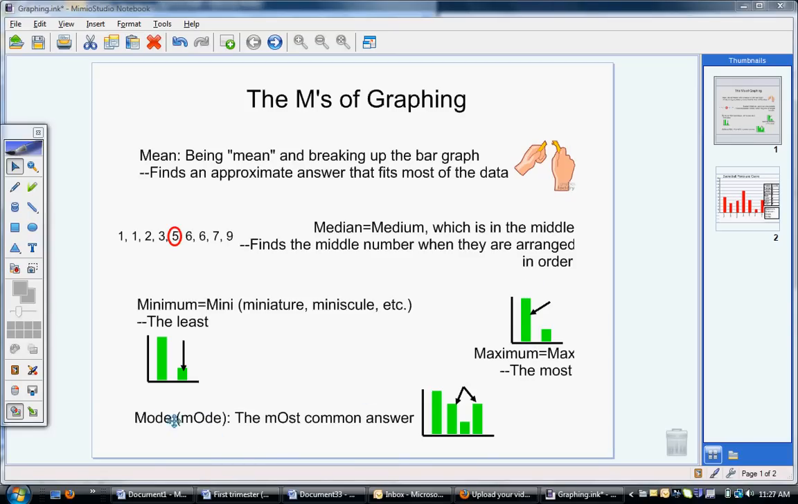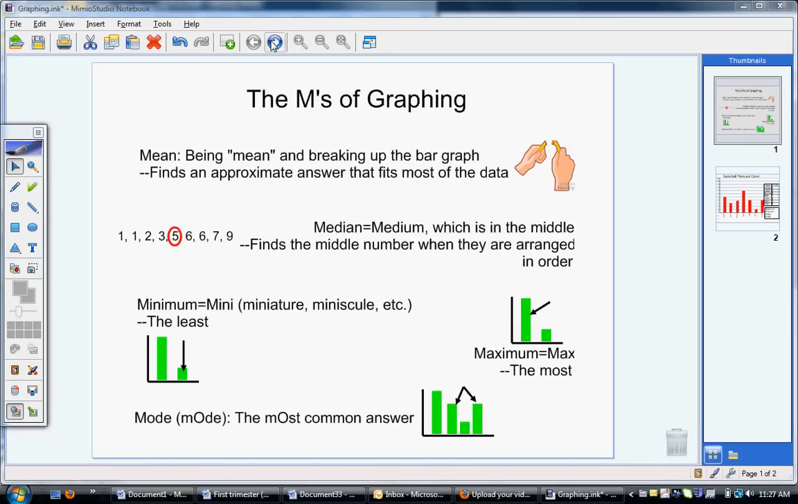The last thing that you might think of is the mode. I want you to say that word with me and stretch out that O. The mode. When I think of the mode, I think of the answer that is the most common. So not the tallest answer, but the one that happens the most. So you see in this bar graph, this right here is the maximum, it's the tallest. And this is the minimum, it's the shortest. These two are the mode because they are the same size. This answer happened more than once, so this would be the mode.